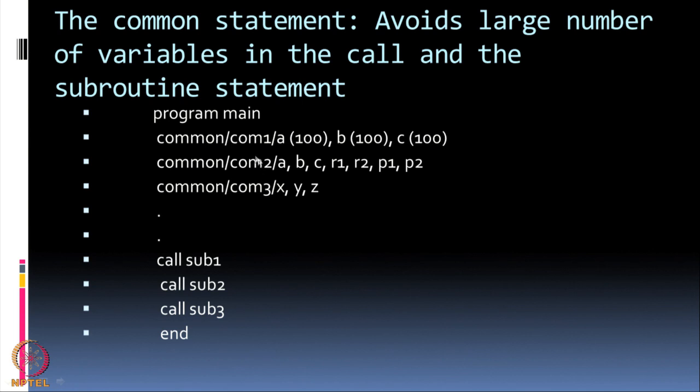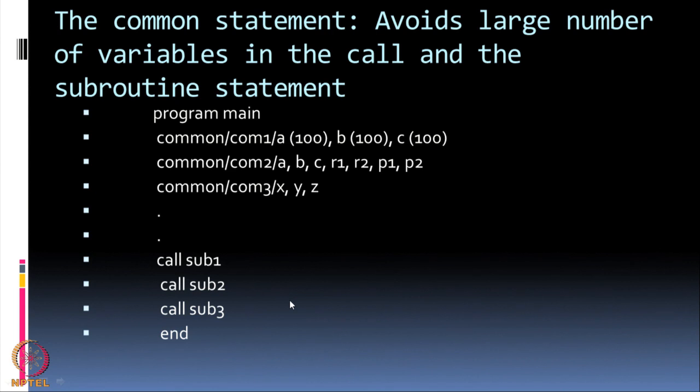Now, it is possible that some subroutines will require A, B, C, some other subroutine may require X, Y, Z, some other subroutine may require A, B, C, R1, R2, P1, P2. So, depending on the requirement, that subroutine will have those common statements. Once this is a part of the main program, then I will call subroutine 1, sub 2, sub 3 and end. So, what is this main program doing now? It has assigned the data into 3 different common blocks. These dot dot statements mean that you are going to read information about all these variables A, B, C, R1, R2 and so on. You read all the information, call sub 1, call sub 2, call sub 3 and end.